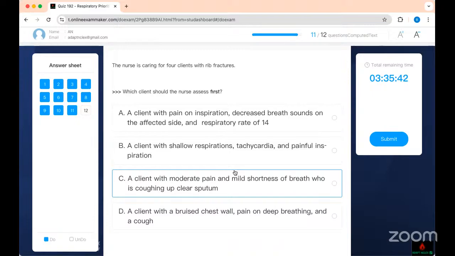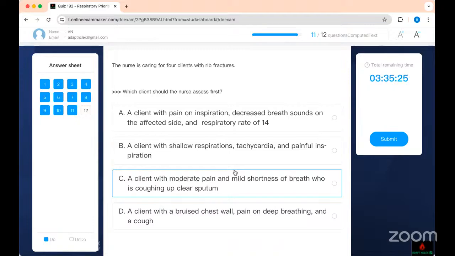And this is caring for four clients with rib fractures. This is the same thing. They have rib fractures, right? Who do you think is in trouble? All of them. Patient has pain with inspiration. Well, if you take a deep breath and you have a rib fracture, you're going to have pain. You're going to have decreased breath sounds on that side because you do not take a deep breath.